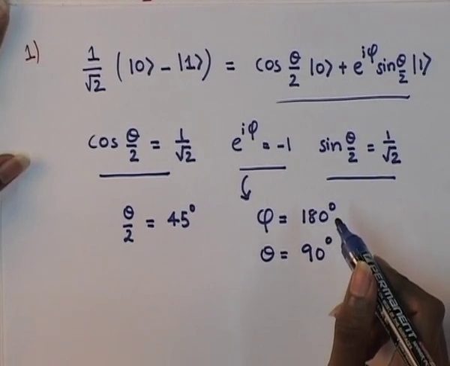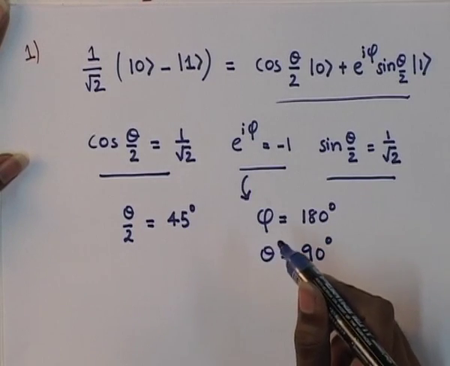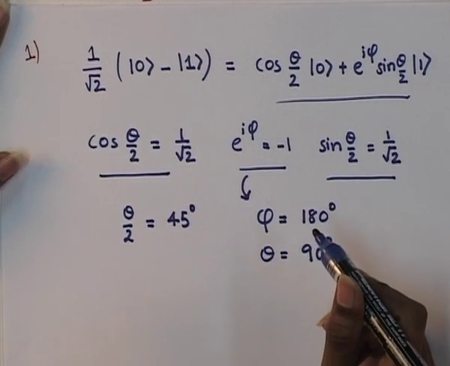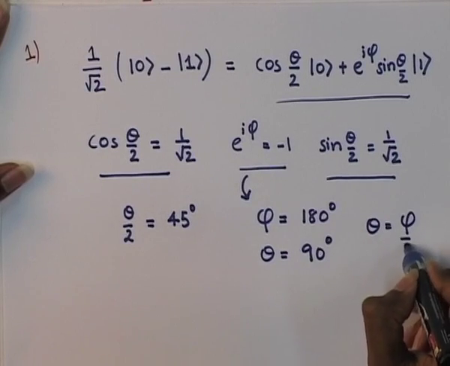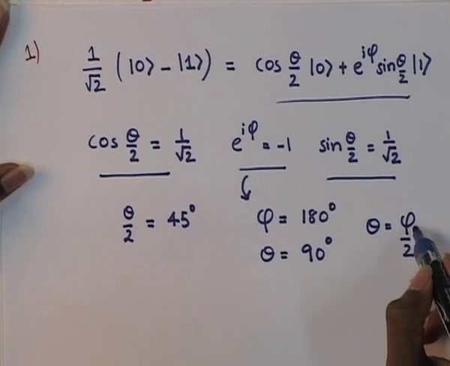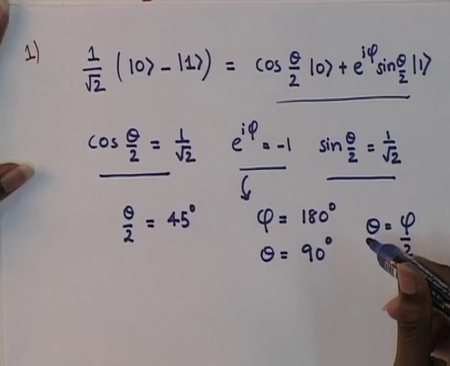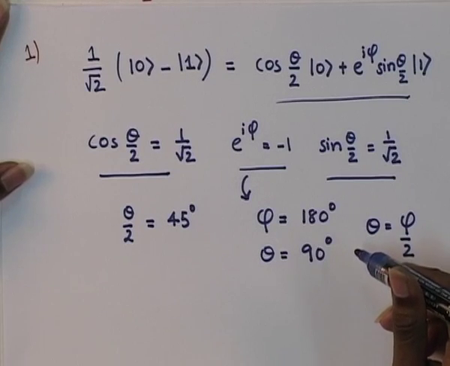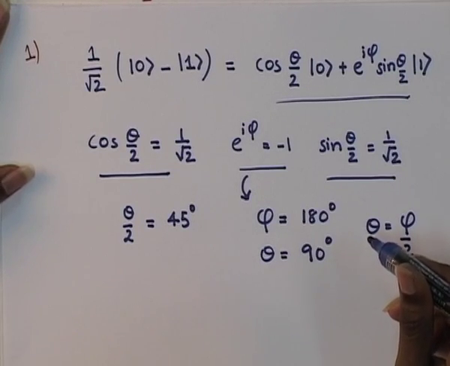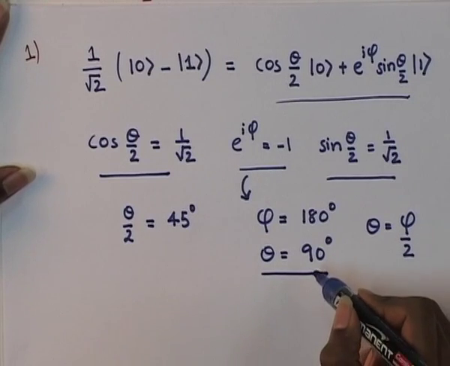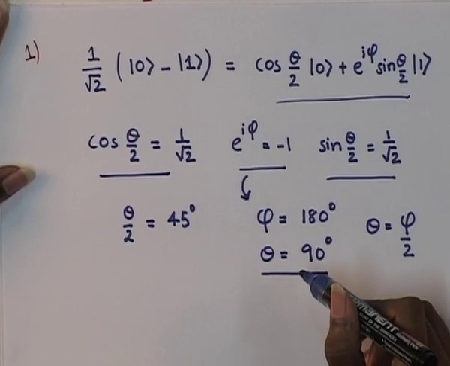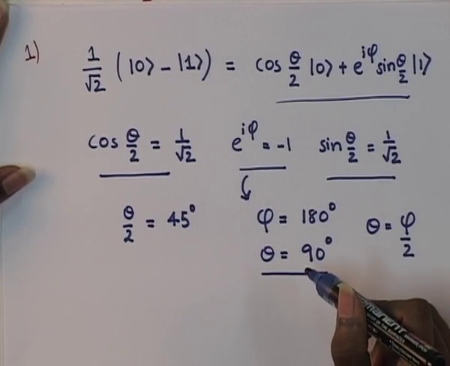Now we look at the options. Option A says theta is equal to phi by 2, and the relation is true indeed, because 90 degrees is the same as 180 degrees divided by 2. The next option says theta equals phi, which is wrong, as we have theta as 90 degrees, that is, the angle made by the vector with the z axis is 90 degrees.